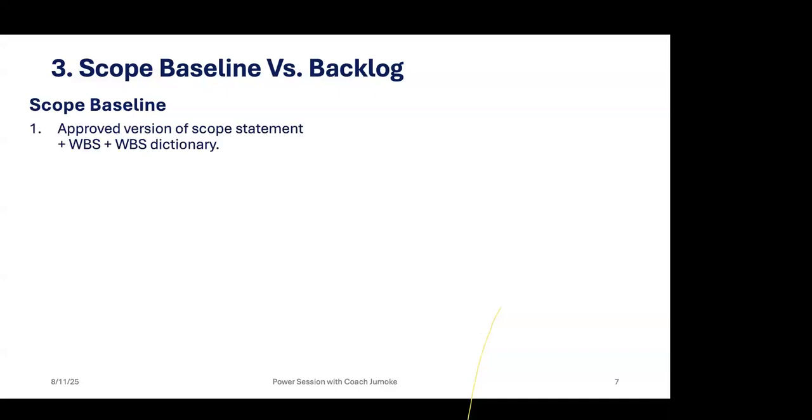The third thing we are going to look at under scope management essentials is scope baseline versus backlog. I said earlier in the introduction that scope baseline means we are talking of predictive, and backlog means we are talking of adaptive. Scope baseline, what is it? Sometimes you come across this in your exam. It is the approved version of the scope statement, the WBS, and its corresponding dictionary. That's what scope baseline is.